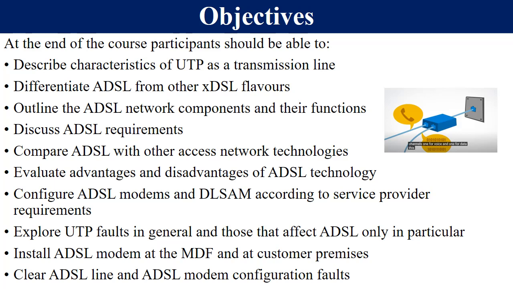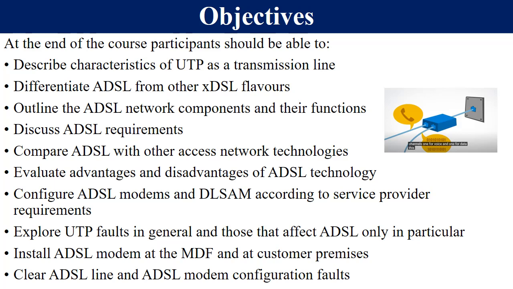By the end of this presentation, you guys should be able to describe the characteristics of UTP. UTP is the transmission line or the copper line that is used to carry voice and ADSL signal from the exchange to the customer's premises. So it has got characteristics in terms of losses, in terms of the frequency range. Also, we've got various xDSL technologies, VDSL, SDSL. You must be able to differentiate ADSL from those technologies.